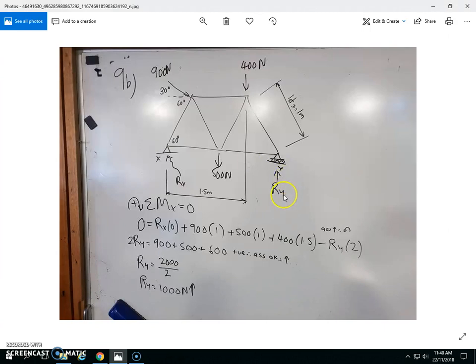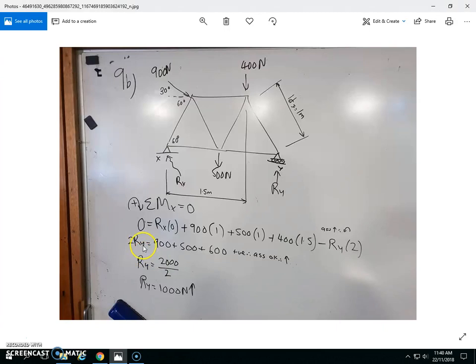Okay, finally we have reaction y, which is 2 triangles away. So it's times 2 meters. Now, we've assumed that it is going up, and therefore if it's going up, it is going to be anti-clockwise, so I've used a negative sign. I always write the negative sign because you can turn a negative sign into a plus, you can't do the other way around.